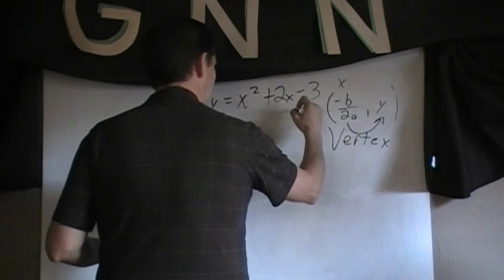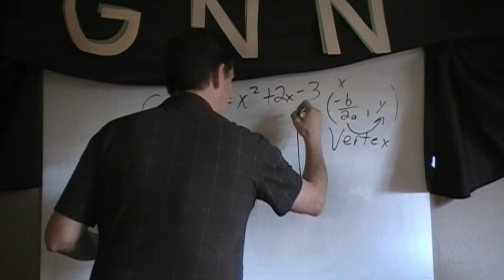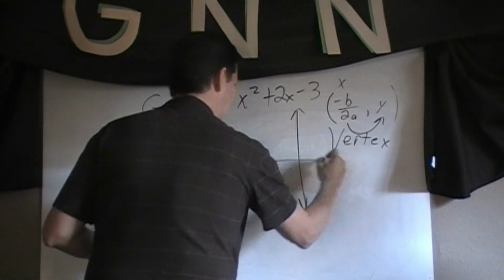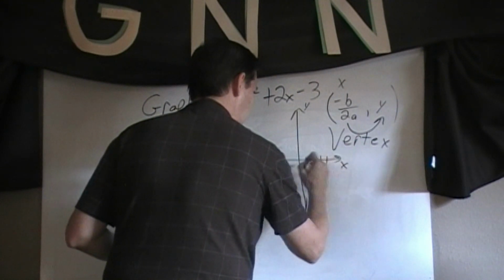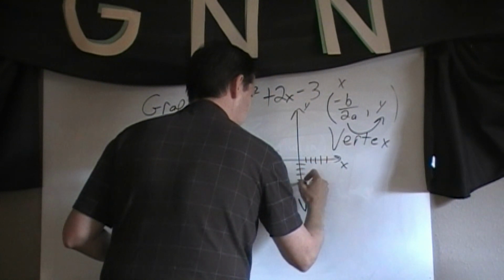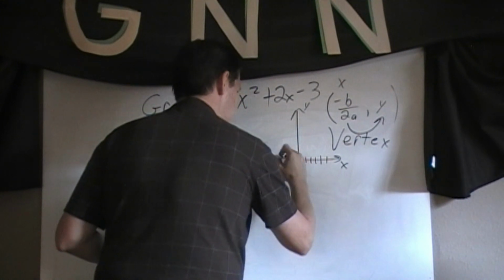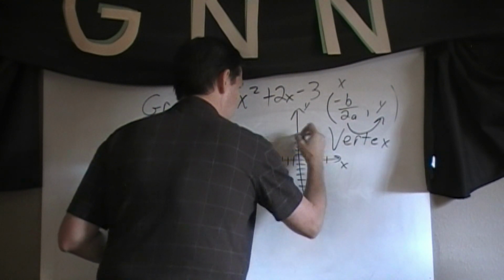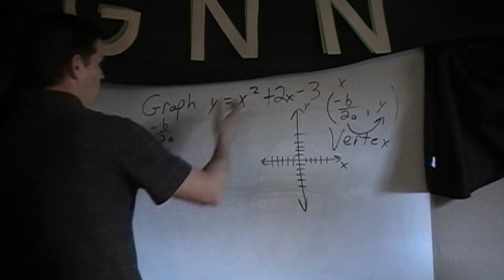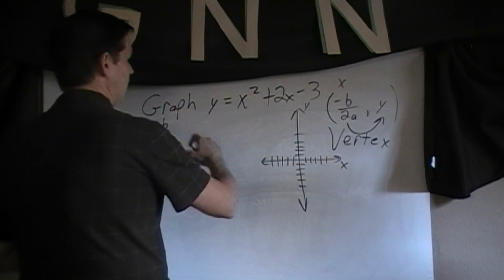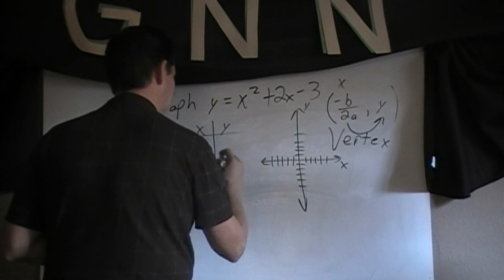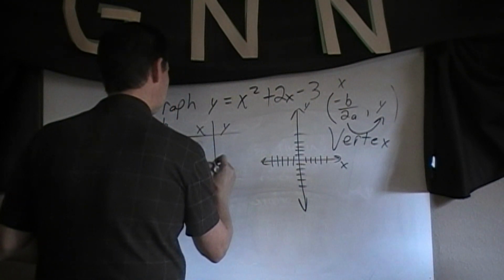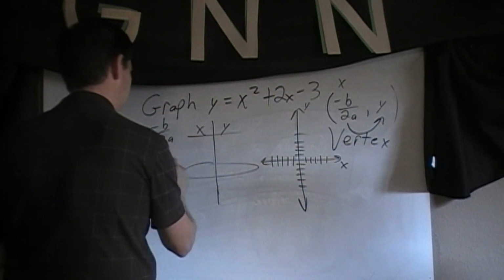On my graph, I'm going to have two different things going here. I'm going to have a graph with the y and x-axis: 1, 2, 3, 4, 5, negative 1, negative 2, negative 3, negative 4, negative 5 on each axis. And we're going to have a table of values, which is what Mrs. Flowers showed you. I like to put my vertex in the middle.